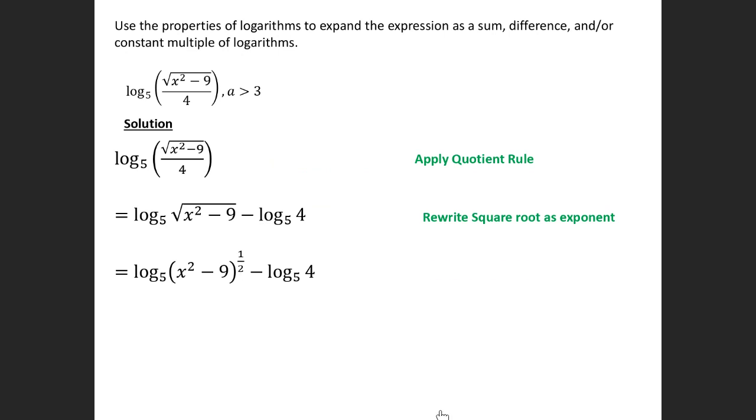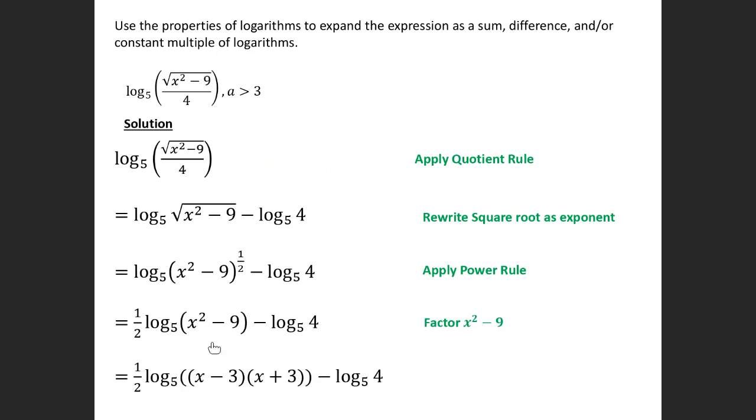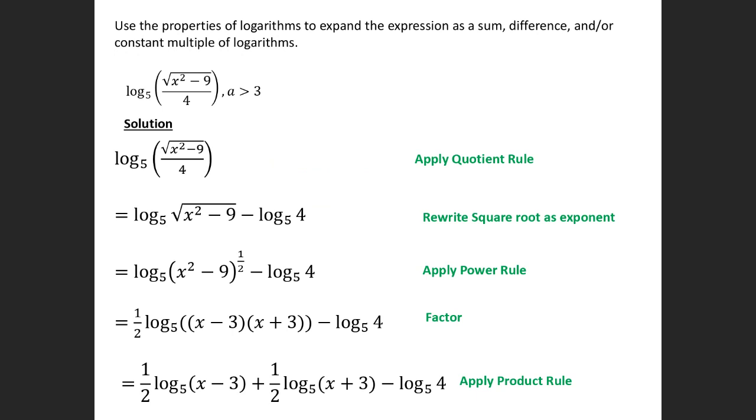And now we can apply the power rule. So I'm going to bring the half to the front, and all this is still the same. And so we can factor x squared minus 9. That factors as x minus 3 and x plus 3. And now these are being multiplied, so we can separate those using the product rule. So I'm going to have 1/2 log of x minus 3 plus 1/2 log of x plus 3.